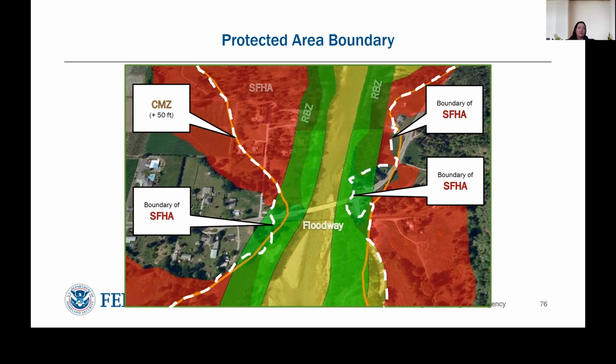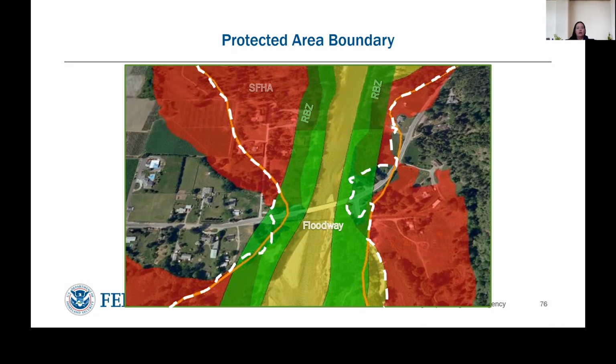Here too, even though the CMZ is pretty close to the river there, we have RBZ that comes out, but then we end at the boundary of the SFHA right at that point. And then here, the floodway extends further than both the CMZ and the RBZ, and it's still within the SFHA. So the boundary of the floodway right there is what defines where I would draw that dotted line.